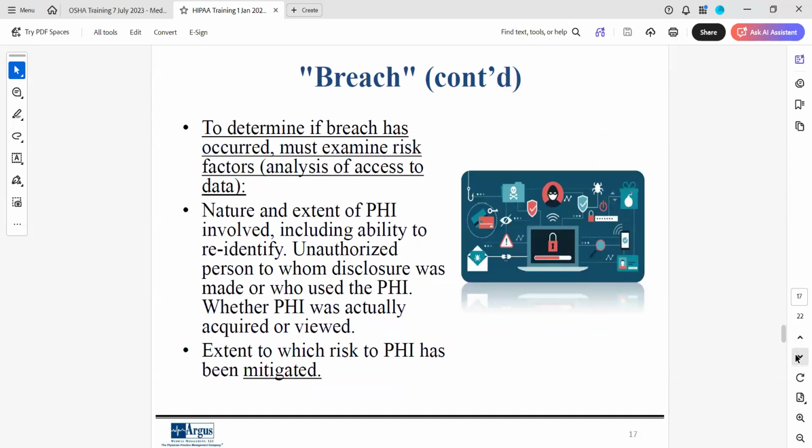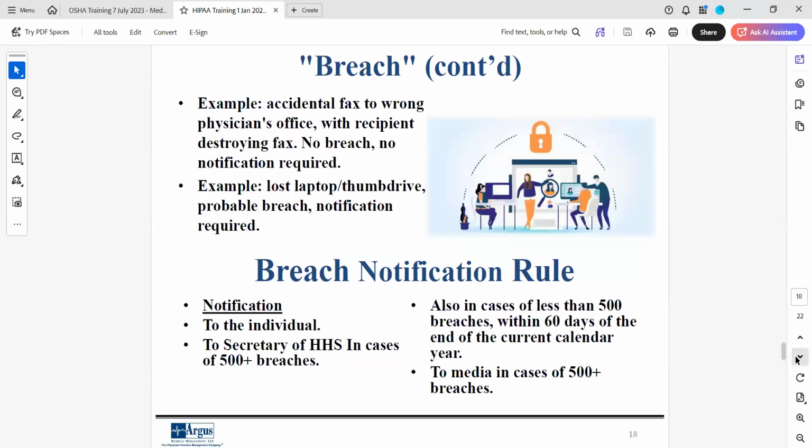To determine if a breach has occurred, we must first examine the risk factors. Nature and extent of PHI involved, including the ability to re-identify; the unauthorized persons to whom disclosure was made or who used the PHI; whether the PHI was actually acquired or viewed; and the extent to which risk to PHI has been mitigated. These are all factors that we need to keep in mind when we are identifying a breach.